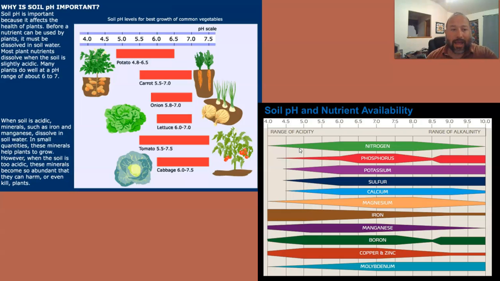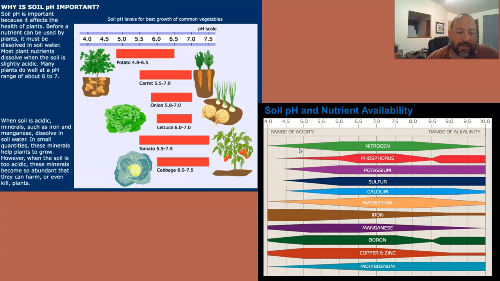And so why is soil pH so important? It's going to affect the health of plants. Before a nutrient can be used by the plants, it's got to be dissolved in water. It's got to be in solution. Most plant nutrients dissolve when the soil is slightly acidic. That's why we want our soils to be a little more acidic, but many plants do really well between 6 and 7, and you can see some examples right there.